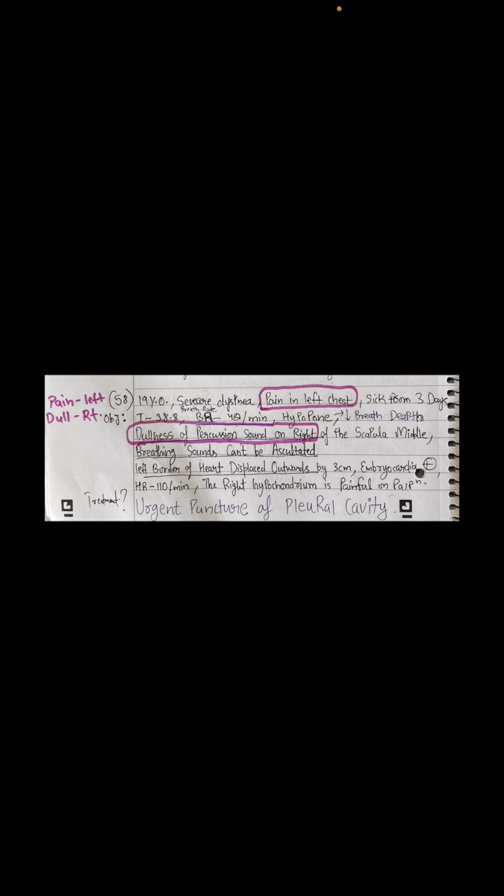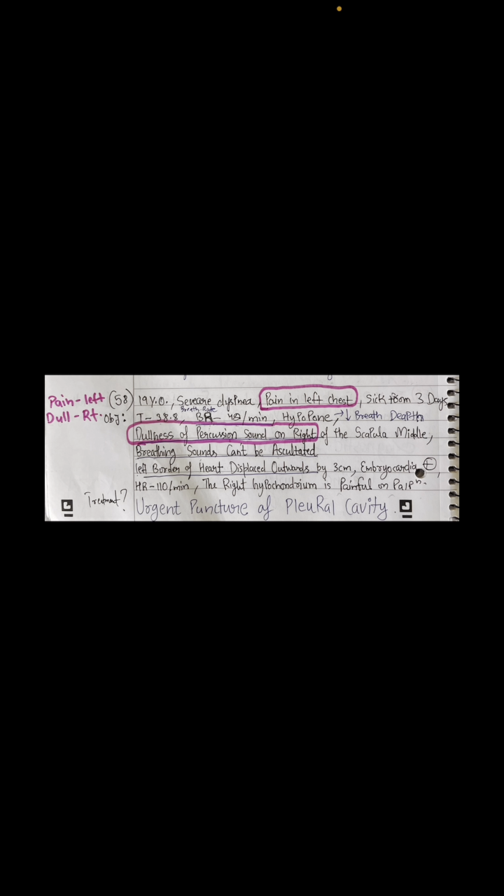So what the question is trying to highlight is the pain in the left chest and severe dyspnea. This is the profile of fluid buildup in the pleural cavity. When there is fluid buildup in the pleural cavity, the lung will start to collapse. It can be caused by any trauma or something. Due to fluid buildup, the pleural cavity keeps on increasing and the lung keeps on collapsing.